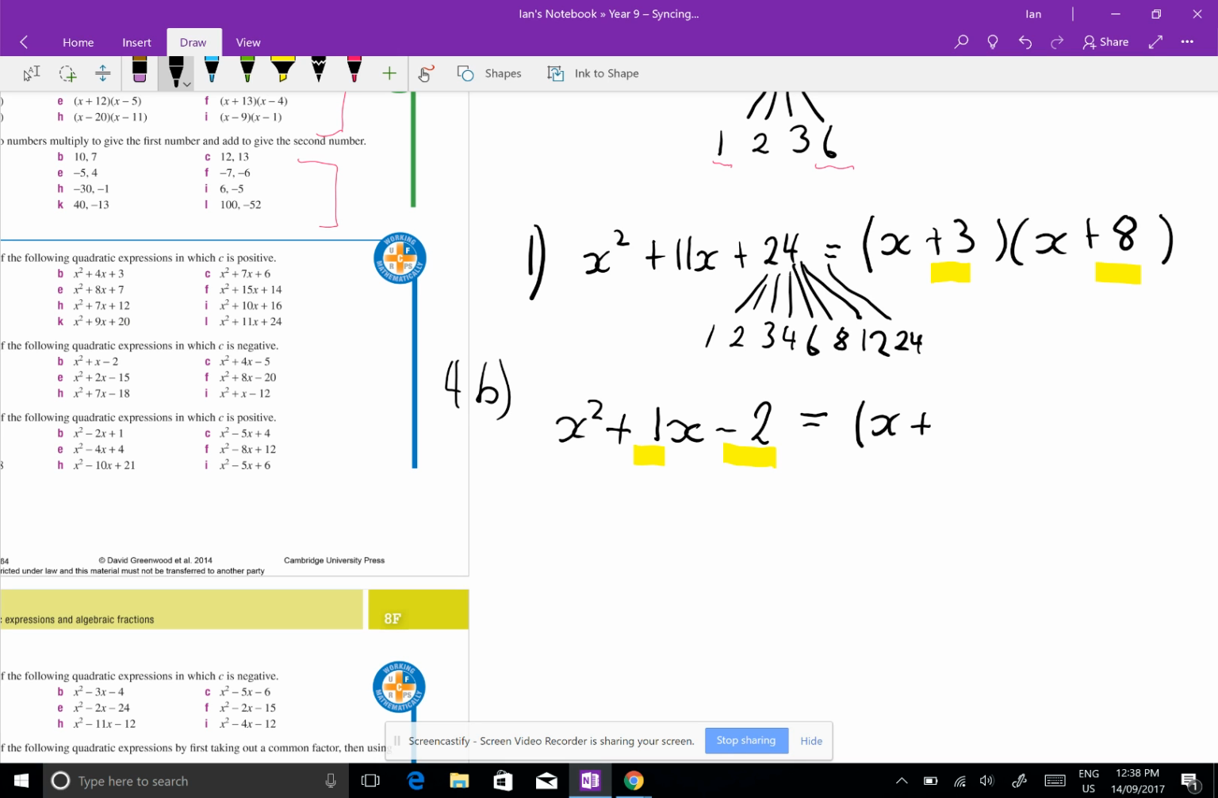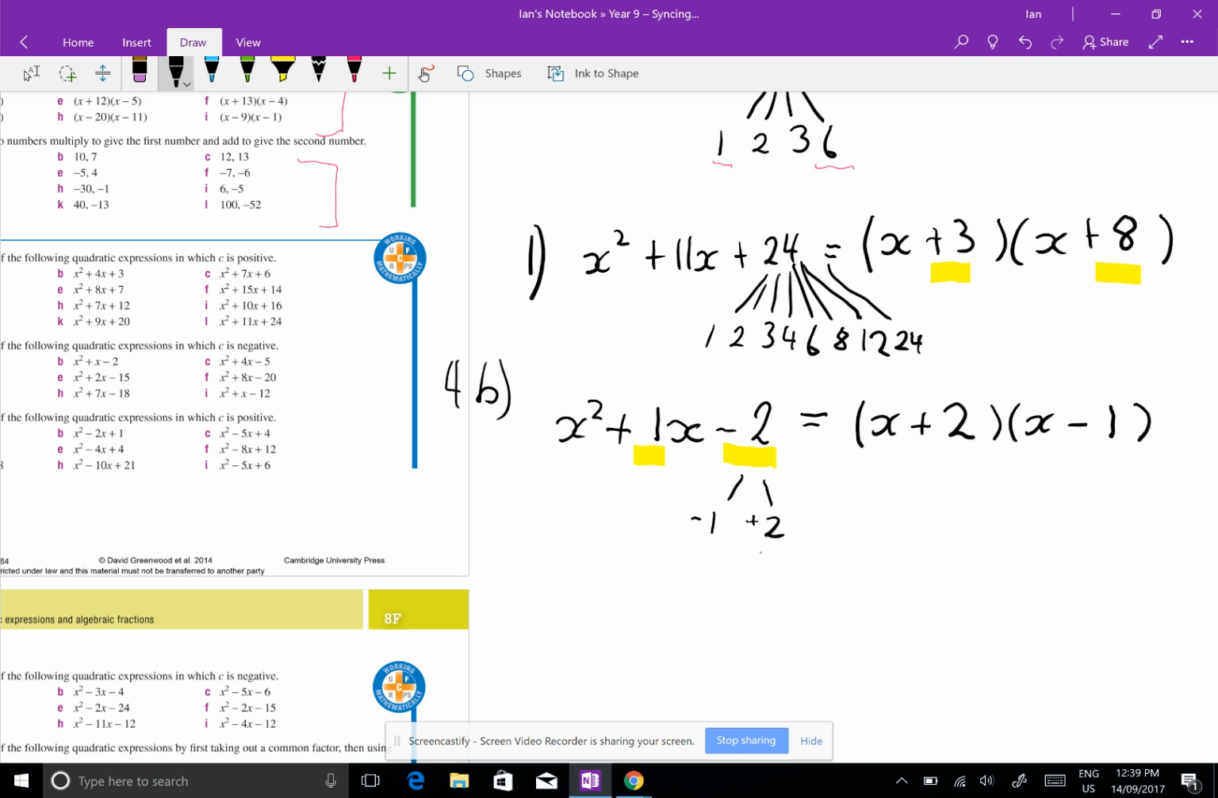X plus something, x minus something. Well, this is pretty easy. The factors of 2 are 1 and 2. But I've got to get a positive 1. So if I go negative 1 and positive 2, that adds up. So plus 2 minus 1. 2 times minus 1 is negative 2, and 2 plus minus 1 is positive 1.